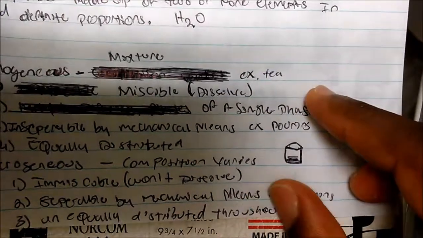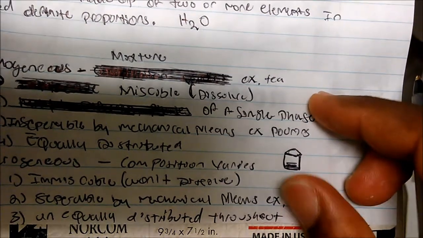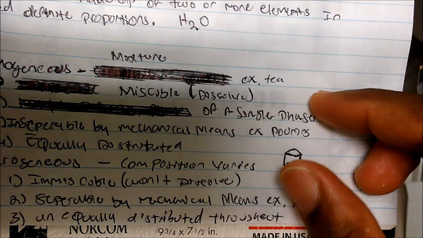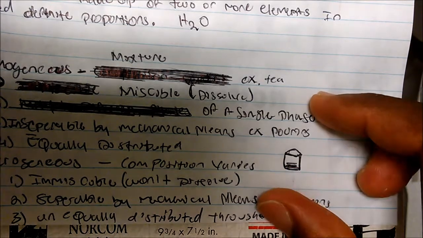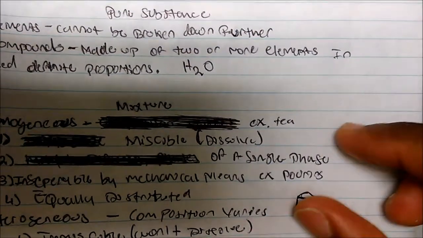And then obviously they're unequally distributed throughout. Maybe we have more water and less sand. These are not equally distributed, or else we would have a homogeneous mixture. And so these are the differences in the classification of matter.